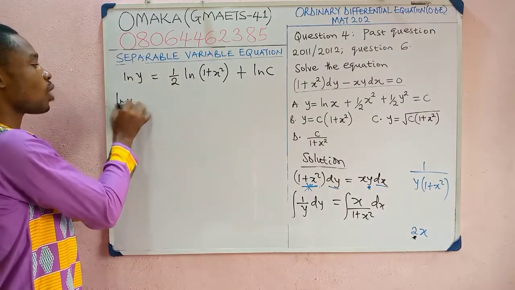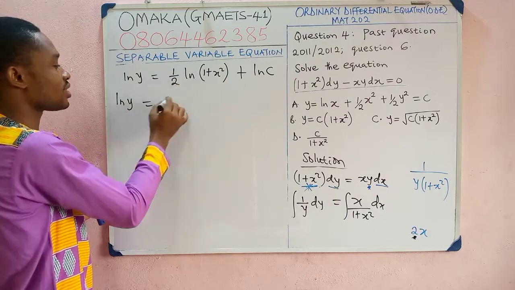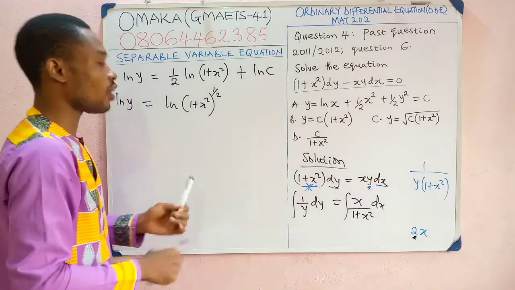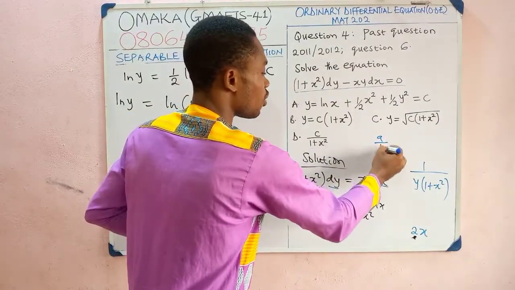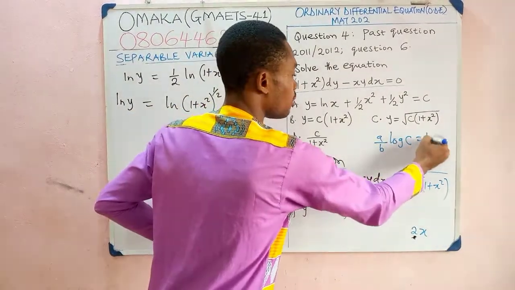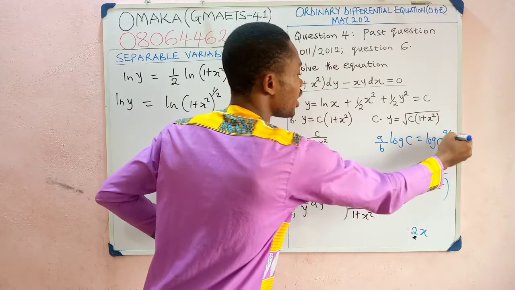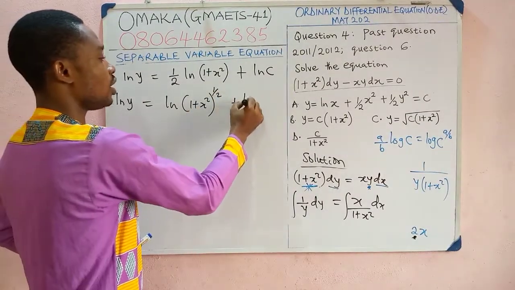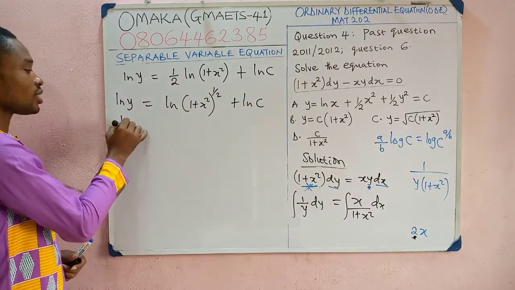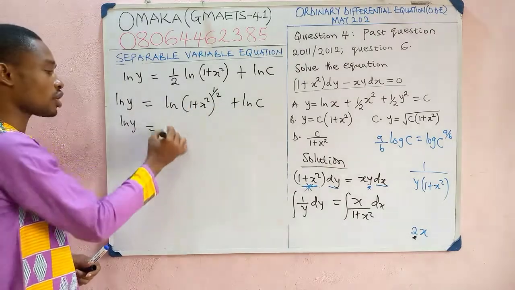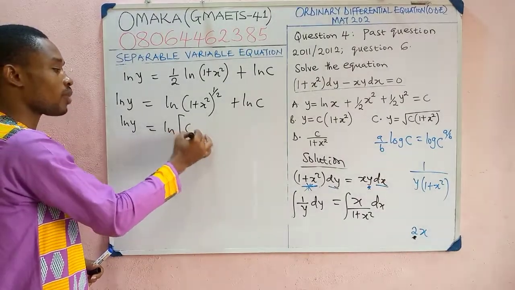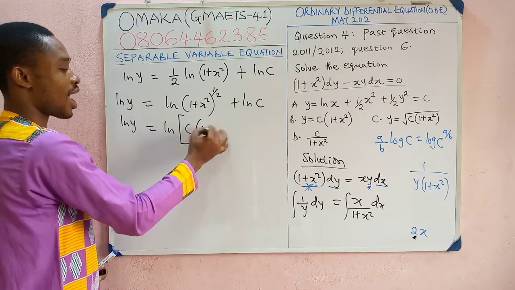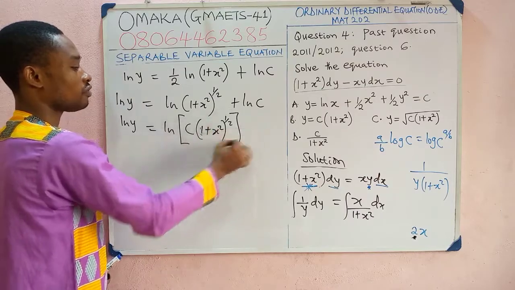Now let's move on here. I'm going to write ln y equal to, using the law of logarithm, this is the same as ln of 1 plus x squared raised to the power half. I use the power law of logarithm. Let me show you something. If I have a over b log c, according to logarithm, it is log c raised to the power a divided by b. Is that clear? So that's what I did here. Then plus ln c. Then again, this is ln y equal to, this addition, so you can pick one of the lns and then multiply the number c times the square root of 1 plus x squared, that is 1 plus x squared raised to the power half.